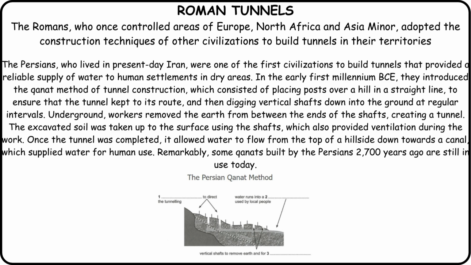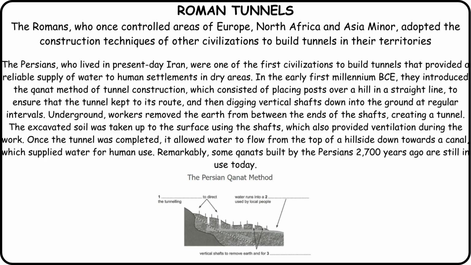In the early 1st millennium BCE, they introduced the Kanat method of tunnel construction. They refers to the Persians, and you will find this referenced in the opening line of the first paragraph. In such cases, you will have to read a few lines above or below to gain clarity. Let's read again. In the early 1st millennium BCE, they introduced the Kanat method of tunnel construction, which consisted of placing posts over a hill. So we have our first answer here, posts. So posts were placed to direct tunneling. Our guess was nearly accurate.